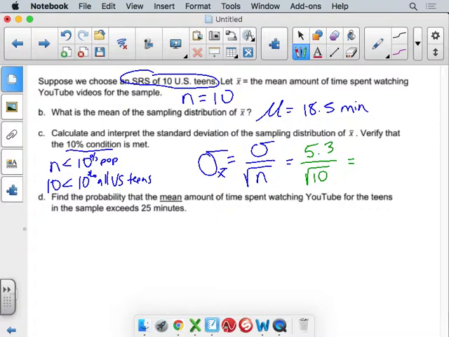So the theory is, if your sample size goes up, the spread should get smaller. And so in this case, it goes to 1.68 minutes.